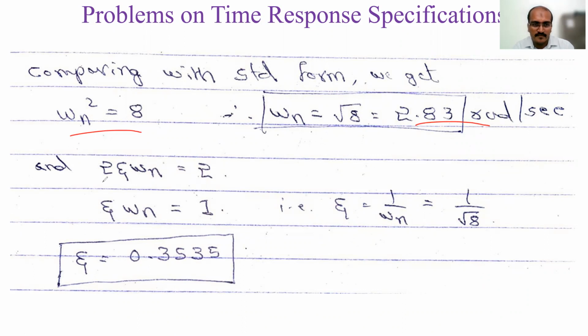Okay, and similarly the second comparison, 2 zeta omega n is equal to 2, so zeta omega n is 1, because 2 and 2 cancel out, remaining is 1. Then you have to calculate zeta. Zeta means 1 by omega n in this case. Omega n is 2.83, or square root of 8, anything you can consider. So 1 by square root of 8 or 1 by 2.83 will give you 0.3535. Okay, so this is the damping ratio. I told you, in the case of underdamping, the zeta value will be in the 0 to 1 range. It will not exceed 1, it will not be 0 also. So 0.35, 0.5, 0.6, 0.7, any value it may come. Okay, fine. So we completed the first part.